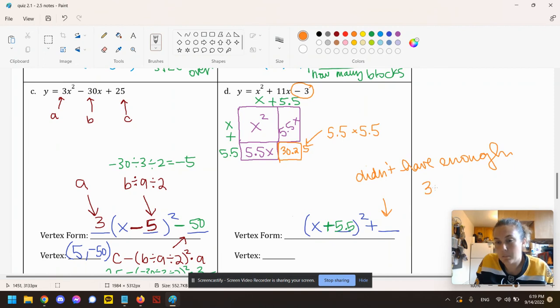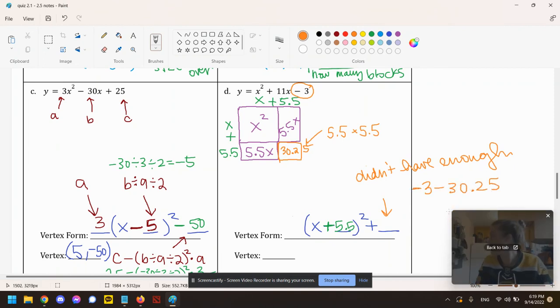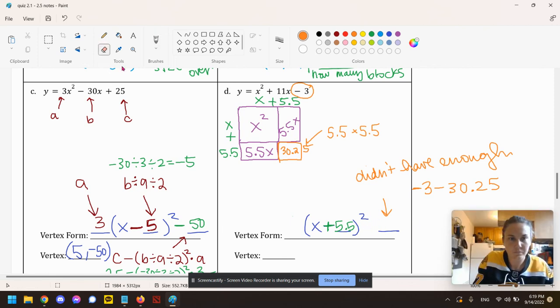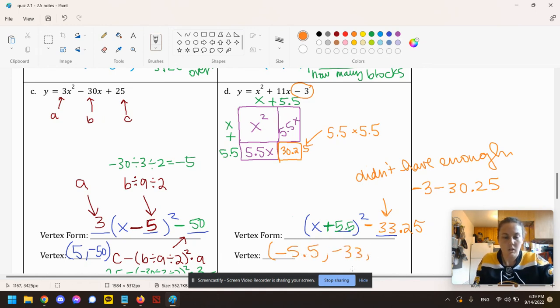We didn't actually have 30.25. Did we have leftovers, or did we not have enough? I think we didn't have enough, right? So if we didn't have enough, I do negative 3 minus 30.25, and I put that answer here. So this is definitely going to be negative. Move this here. This is going to be negative 33.25 with a terrible, ugly, but super correct vertex of negative 5.5, comma, negative 33.25. My 5s really look like 6s today.